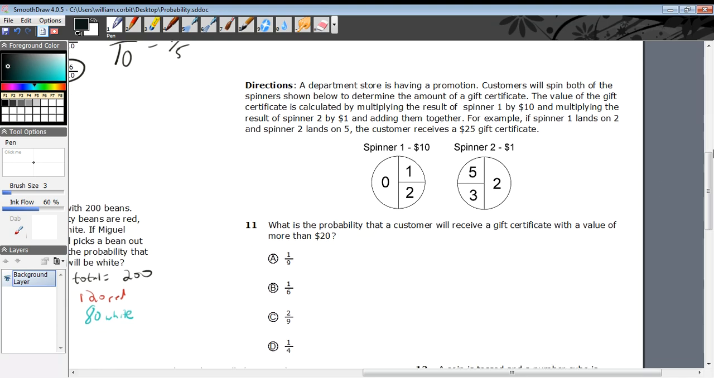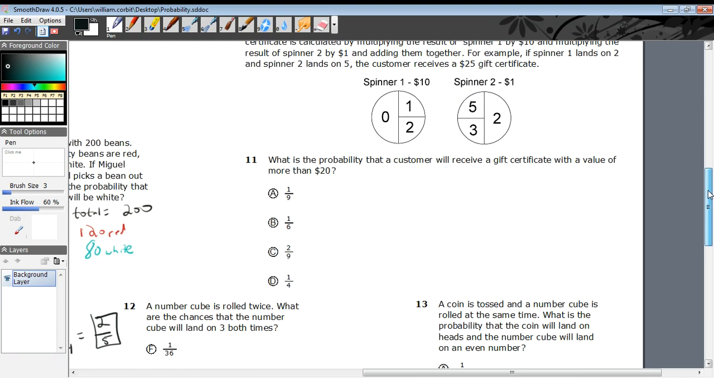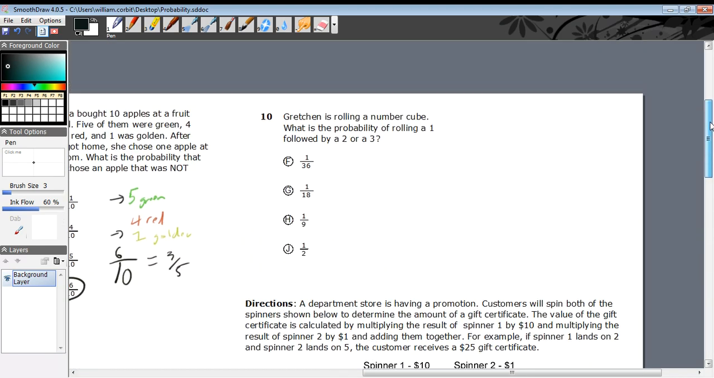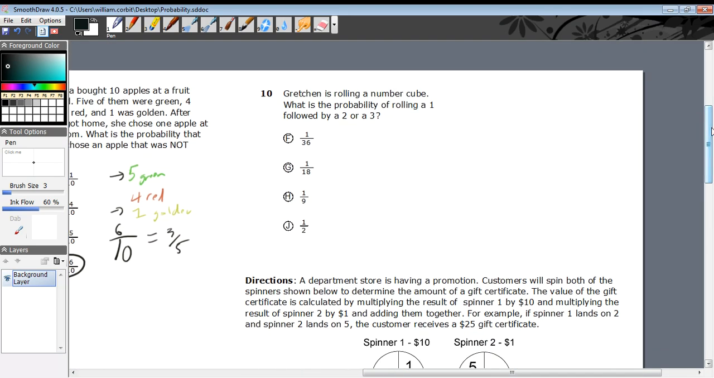All right, guys, I'm going to go over the next problems now. This is 10, 11, 12, and 13. So Gretchen is rolling a number cube. What is the probability of rolling a 1 and followed by a 2 or a 3? So this really means a 1 and then a 2 or 3.